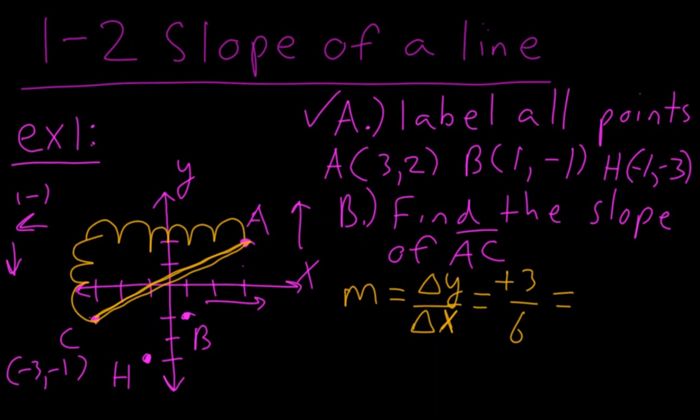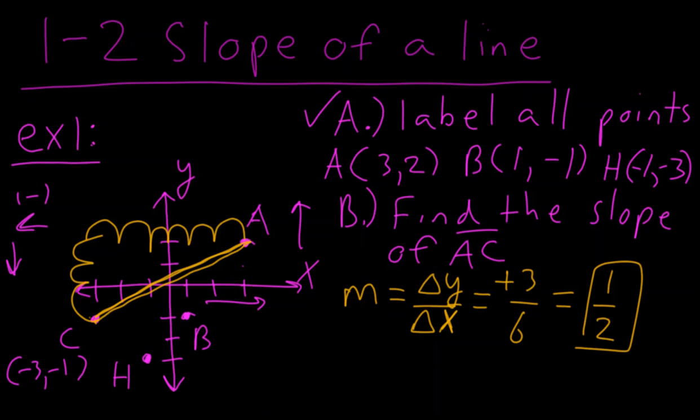And of course we could ask ourselves, well, 3 over 6, can that reduce? And in order to reduce something, we just divide by the same number. So 3 and 6 can both be divided by 3, and 3 divided by 3 is 1, and 6 divided by 3 is 2, and it turns out our slope is a positive 1 over 2.